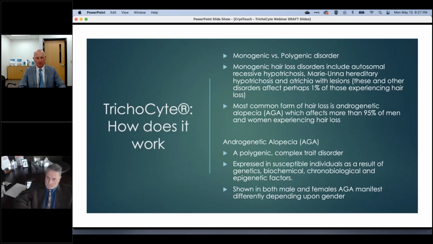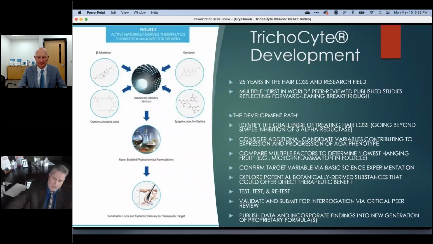But we also thought that there were some other interesting, and I don't necessarily want to call them low-hanging fruit, but there were some other factors that were influencing onset and progression in pattern hair loss. And so we looked at things like microinflammation in the hair follicle and tested compounds that could ameliorate that factor, and we saw improved clinical results. By the same token, we looked at the JAK-STAT pathway and found that inhibiting that one via other compounds also seemed to add to the benefit clinically that we were seeing in our patients. One of the things, and I guess we can go to the next, well, no, we can stay on this slide. Okay.